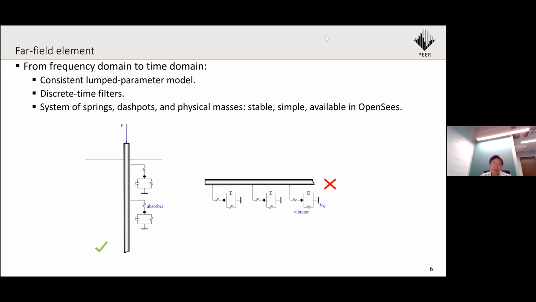But there is a problem. For example, with the physical mass, the system only works when it plays the role of an absorber, for example, in the case of a pile subject to axial loading. But in the case of soil pipeline interaction problems, when we apply the seismic excitation at the base of the macro elements, the physical mass will play the role of a vibrator. So it will generate inertial force, modify the input excitation, and contaminate the result.